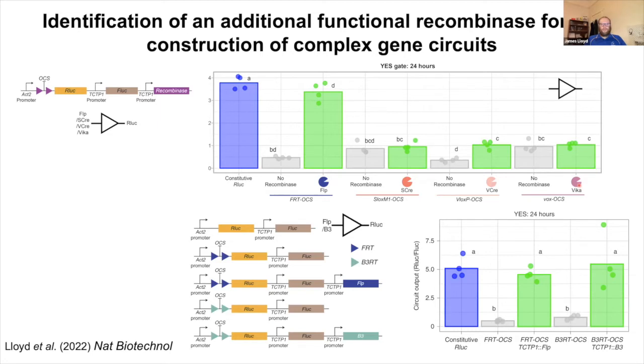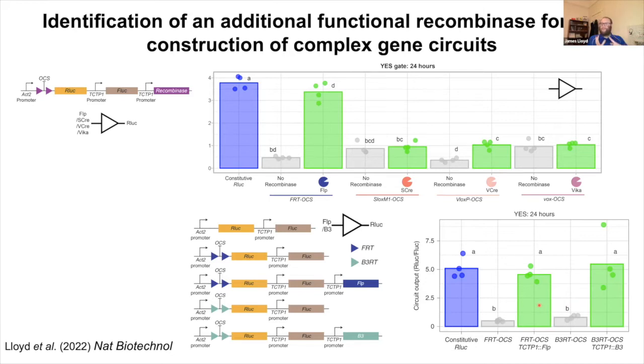In parallel with this, I was testing and cloning B3, which is a relative of FLP. And when we tested it, we found that, yes, actually it behaves almost the same as FLP in the 1 input yes gate. So fantastic. Finally, we found a recombinase that can behave itself and work the way we would want it to, and start building the 2 input switches.